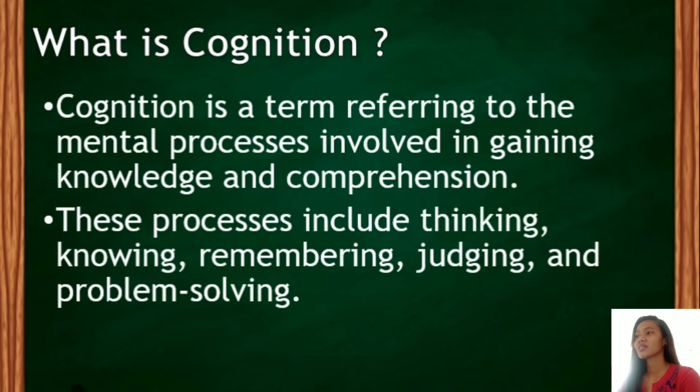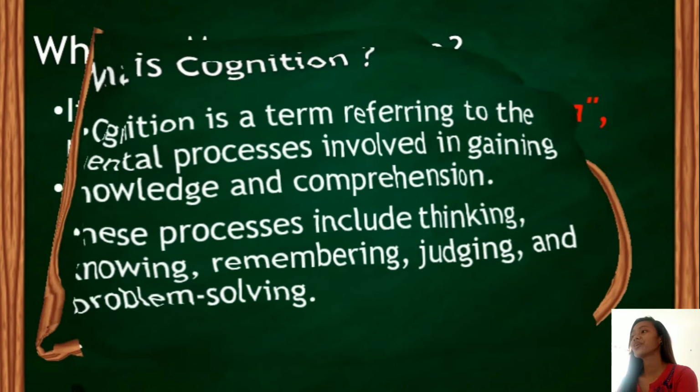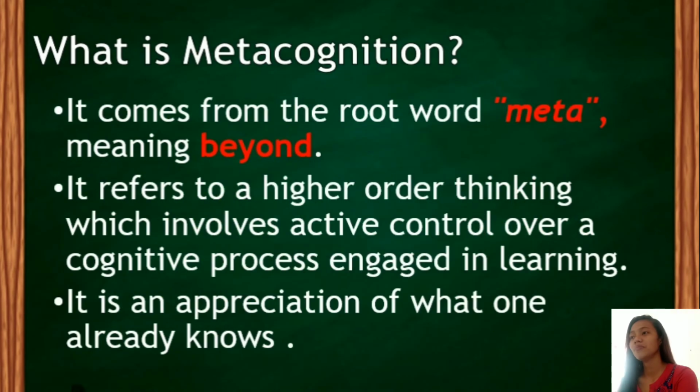Then, what is metacognition? Metacognition comes from the root word meta. Ano ba yung meta? Meaning beyond. So, parang a meaning beyond a meaning. Parang a word. It refers to a higher order thinking which involves active control over a cognitive process engaged in learning. It is an appreciation of what one already knows.